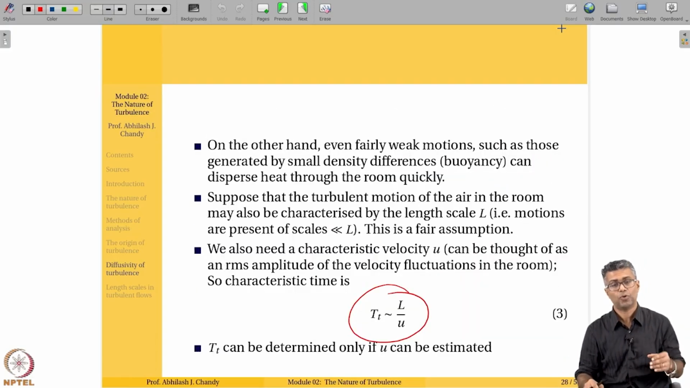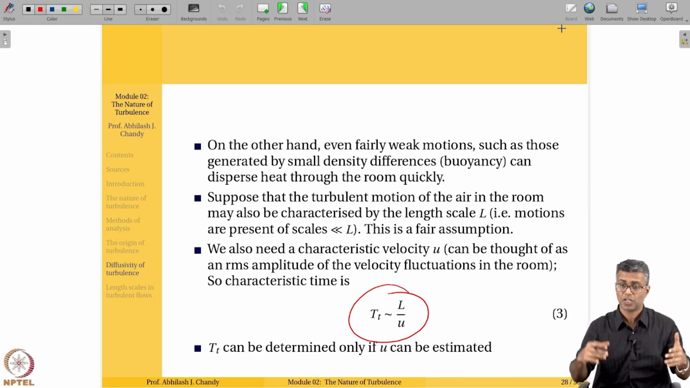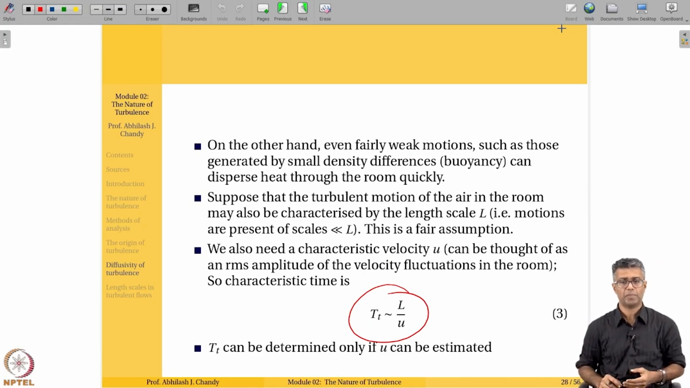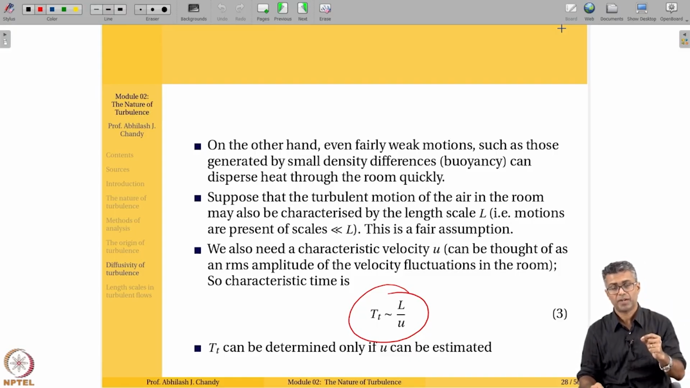Now consider turbulent flow. Even if you have weak motions due to some kind of density stratification within that room, even a room as high as 5 meters, you will have some airflow due to small density changes. Here the time scale depends on the velocity because there is flow. You cannot estimate it from the properties of the fluid, which is air. You need the velocity scale. So the turbulent time scale is L over U, U being an RMS amplitude.